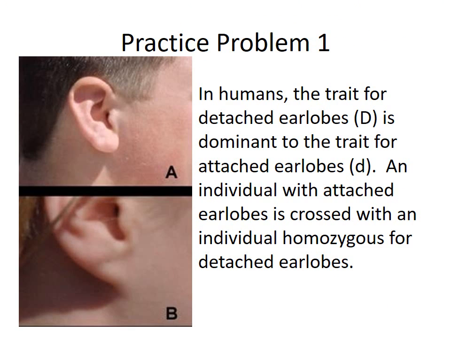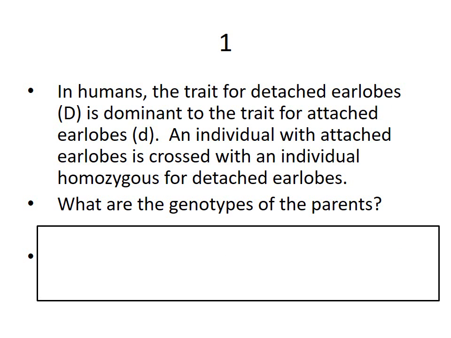So this is another sample problem. In humans, the trait for detached earlobes, big D, is dominant to the trait for attached earlobes, little d. An individual with attached earlobes is crossed with an individual homozygous for detached earlobes. So you can try a Punnett square to figure out what the proportions of offspring are for this cross. So first of all, figure out what the genotypes of your parents are.